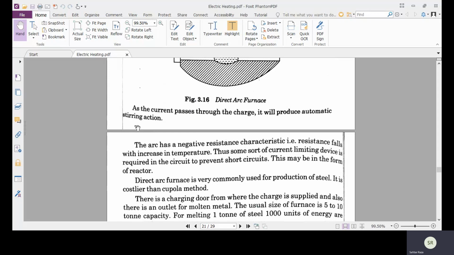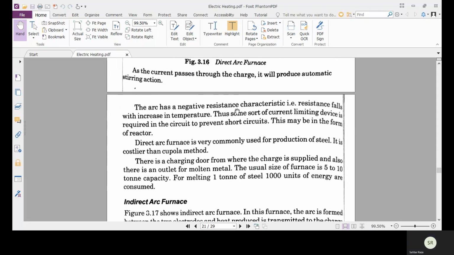The arc has a negative resistance characteristic. That is, resistance falls with the increase in temperature. Thus, some sort of current limiting device is required in the circuit to prevent short circuit. This may be in the form of a reactor. So basically, we need protective equipment in order to save our furnace from being short circuited.